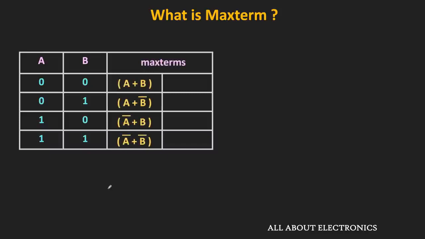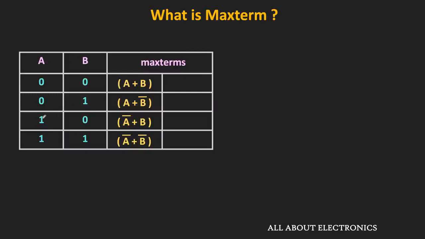So as you can see, each Maxterm is the summation of all the variables of the function. Now these variables can be in the true form or in the complemented form, and that depends on the value of the variable. So if the value of that variable is 0, then in the Maxterm, that variable is represented in the true form. On the other hand, if the value of that variable is 1, then in the Maxterm, it is represented in the complemented form. So as you can see, in the first case, the value of both variables a and b is 0, and therefore they are represented in the true form.